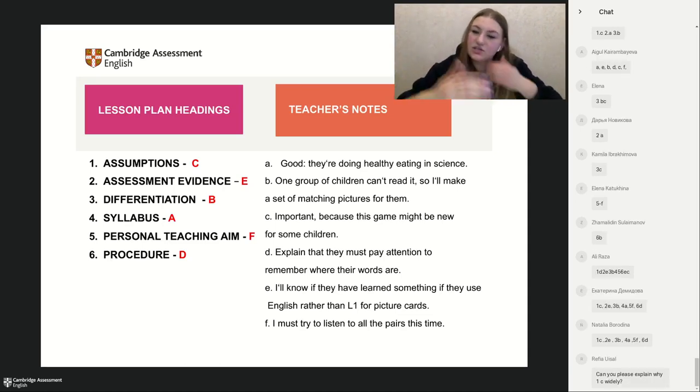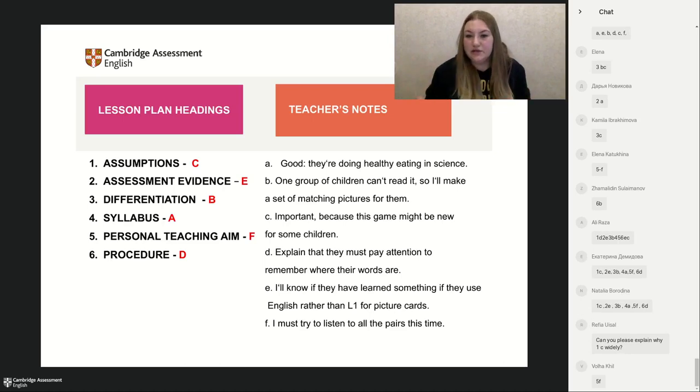Of course, that's the short example. And while you are planning your lesson, you focus on all of the 8 parts of the lesson plan. So I have a question. Can you please explain why 1E is seen widely? Okay. So again, assumptions, they are kind of problems that are not connected with the language.